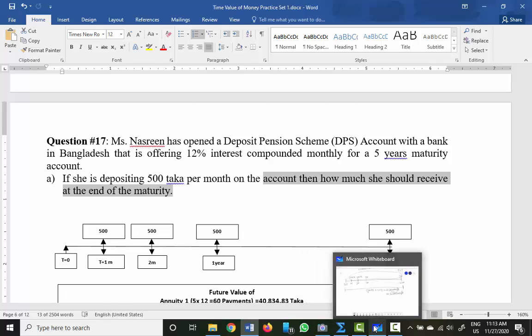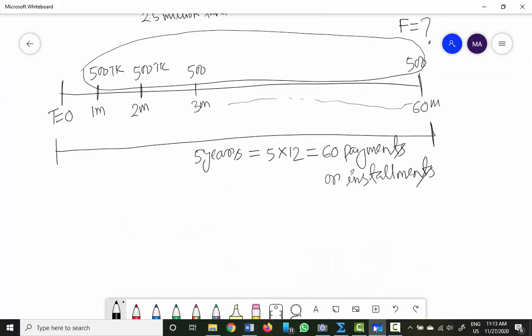So how much should be in the account at the end of the maturity, that means after 5 years, after the last deposit is made? We need to find out the account balance that we will get at this period. That means we need to find out the future value of all these cash flows at this period.